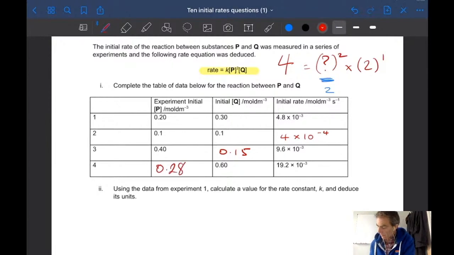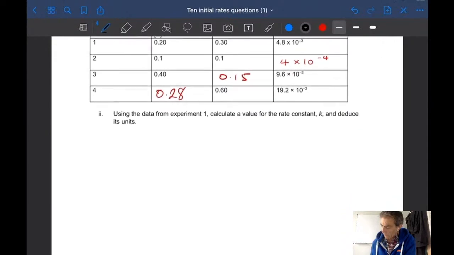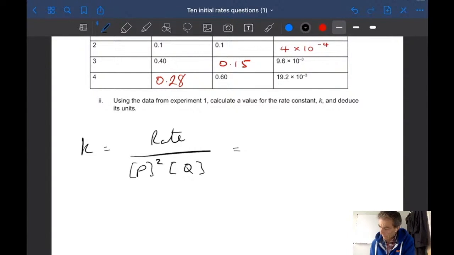moles per decimeter cubed. And then we'll just finish off by working out a value for k. So we've got the rate equation, we'll rearrange that straight away. So k equals rate divided by the concentration of P squared times the concentration of Q. I'm subbing in the values from experiment 1 and I'm getting a k of 0.4 and the units are dm6 mol minus 2 s minus 1.